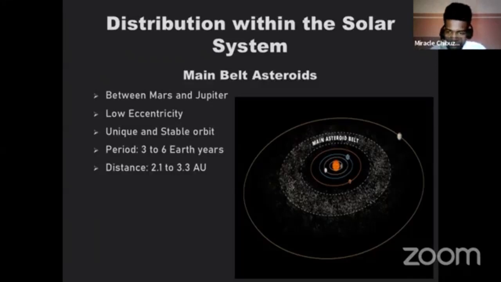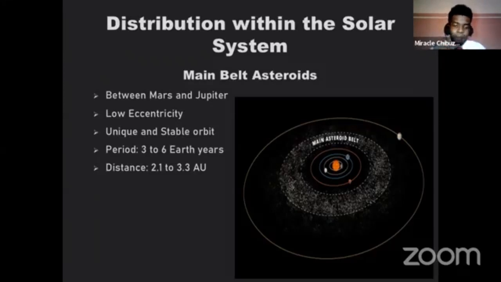Then if you look at the period, for the asteroids that are very close to Mars, their period is about 3 years. It takes them 3 Earth years to go around the sun, while the ones that are farther out are up to 6 years. That is just the average. You can have some asteroids that take longer or even shorter.